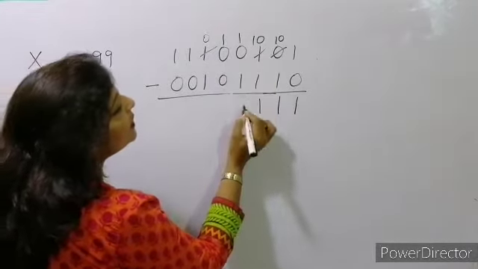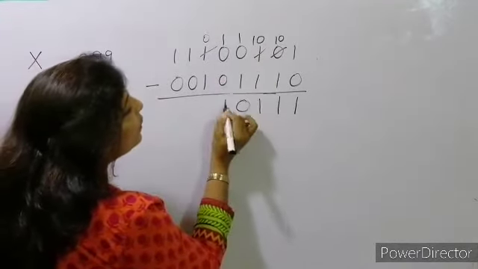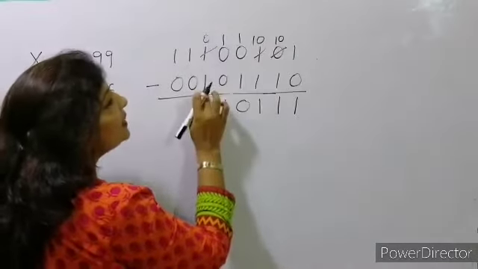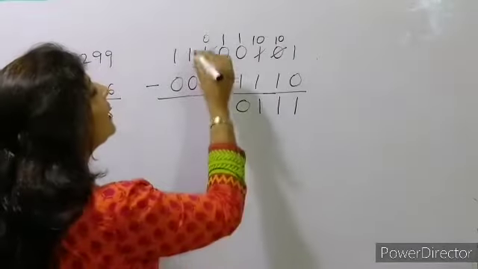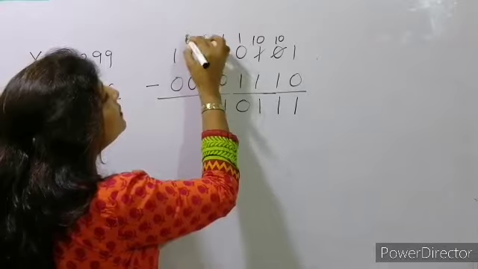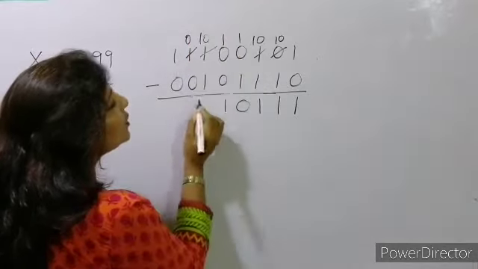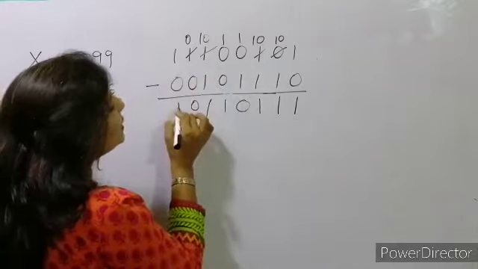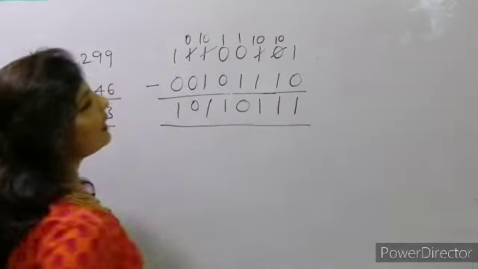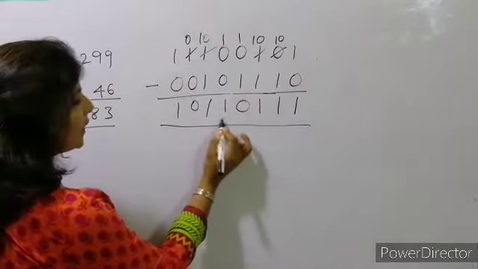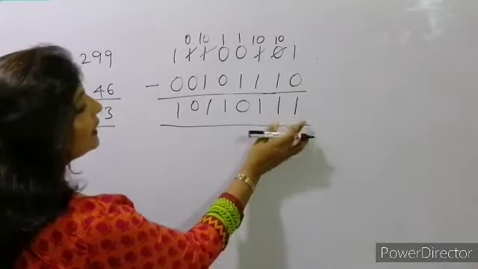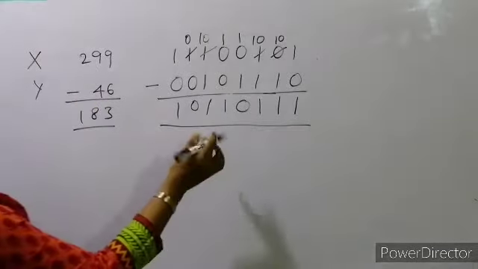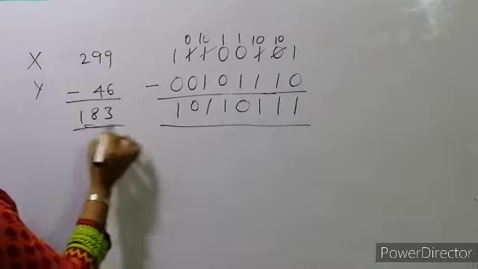Now this is 1. 1 minus 1 is 0. 1 minus 0 is 1. And this is 0, but 0 minus 1 we cannot do, so again it will borrow and this will become 0 and this will become 1 0. 1 0 minus 1 is 1. And this is 0 and this is 1 minus 0 is 1. So this will be the value: 1 0 1 1 0 1 1 1. When we convert this to decimal, we get 183.